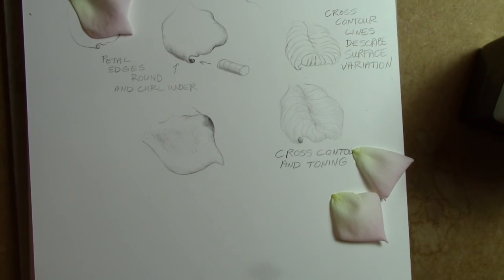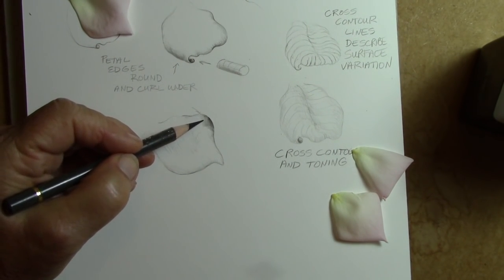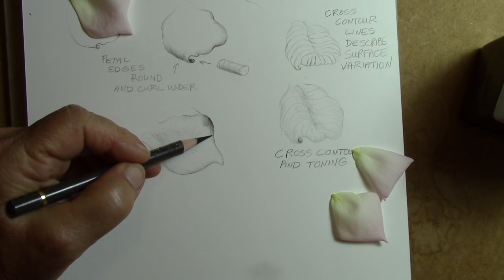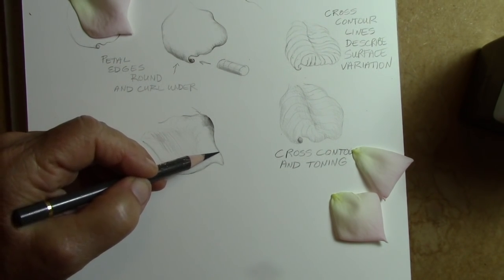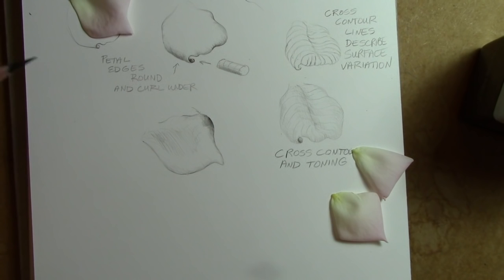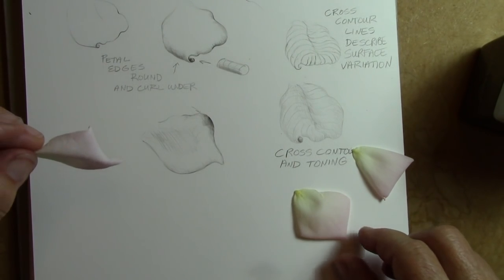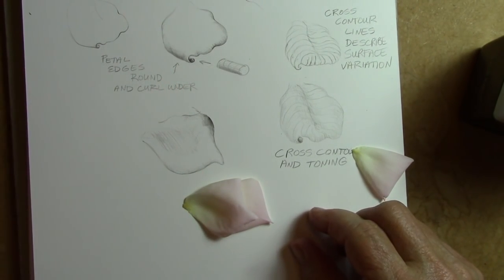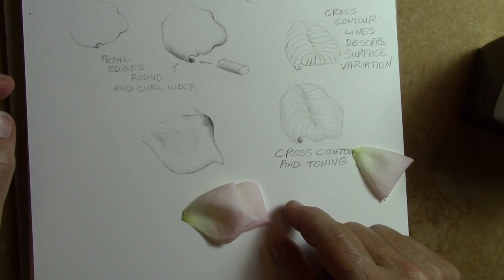So it's very gradual, and then that helps to give that feeling of that rolling idea that the petal is rolling away from the light source, and that's why it has some tone to it. And then what happens when you have two overlapping petals?